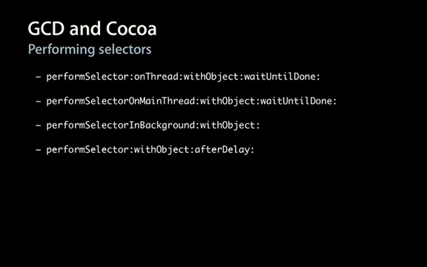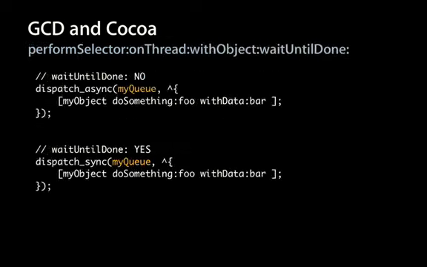So here's a pattern, or several patterns, that you're probably pretty familiar with from multi-threaded programming in Cocoa. A whole variety of perform selector calls: perform selector on thread with object, wait until done, perform selector on main thread, perform selector in background, or just generally perform selector after a delay. And GCD has great equivalents for each of these.